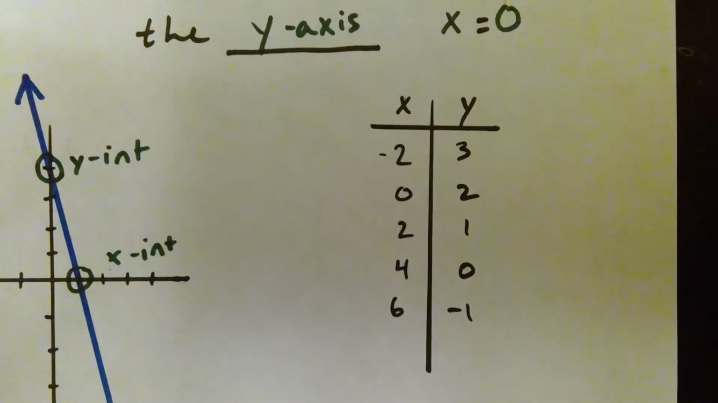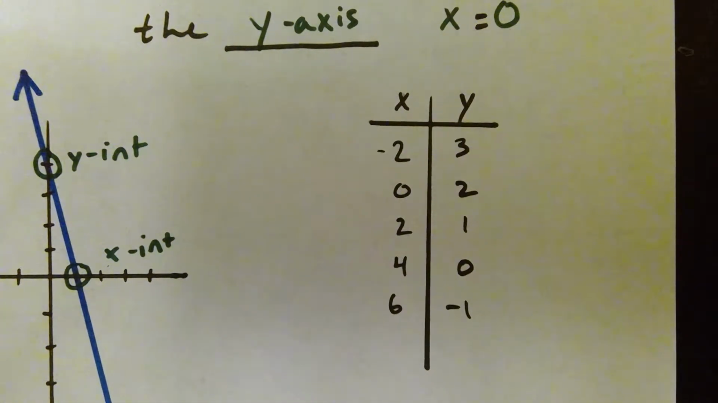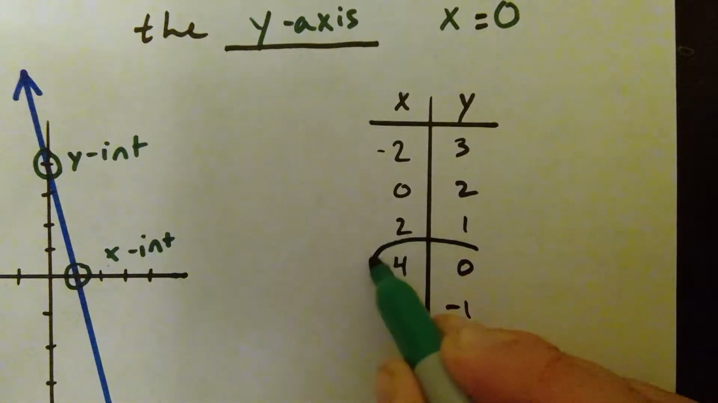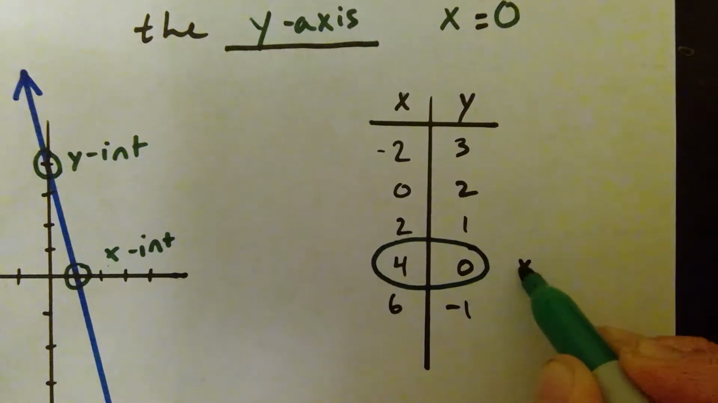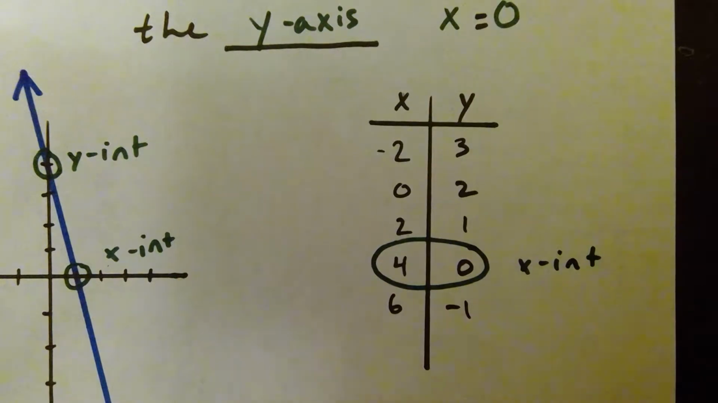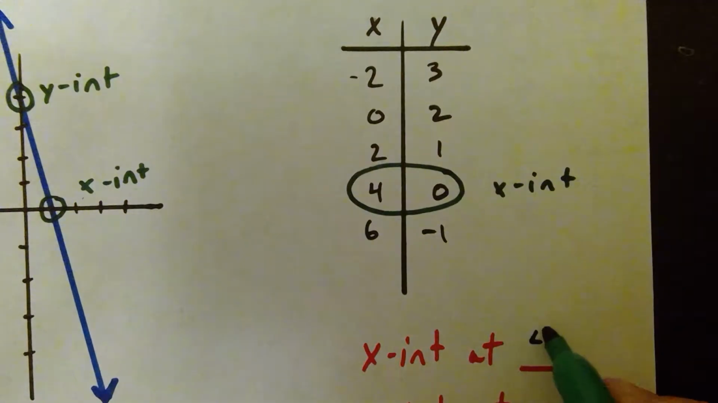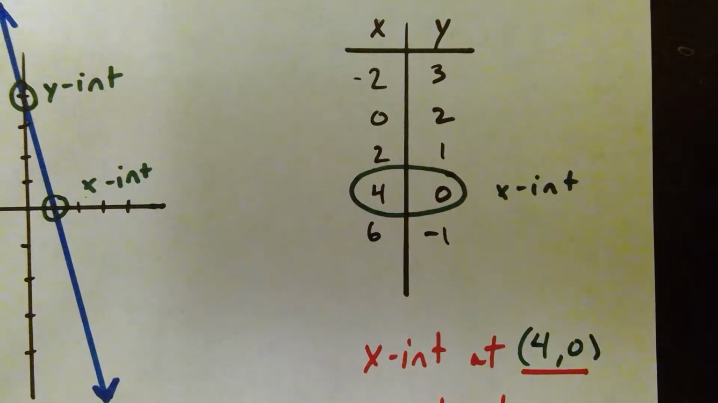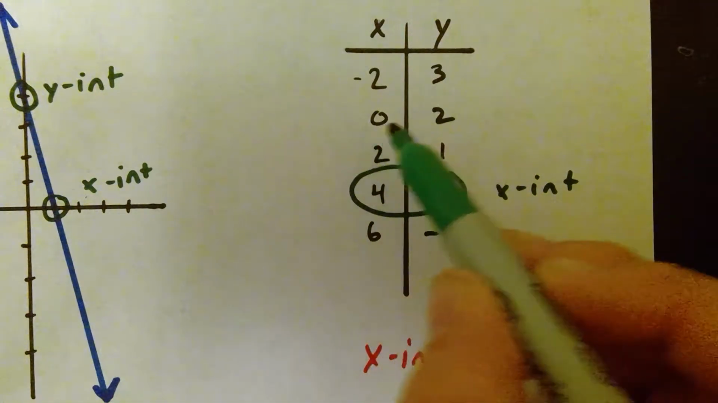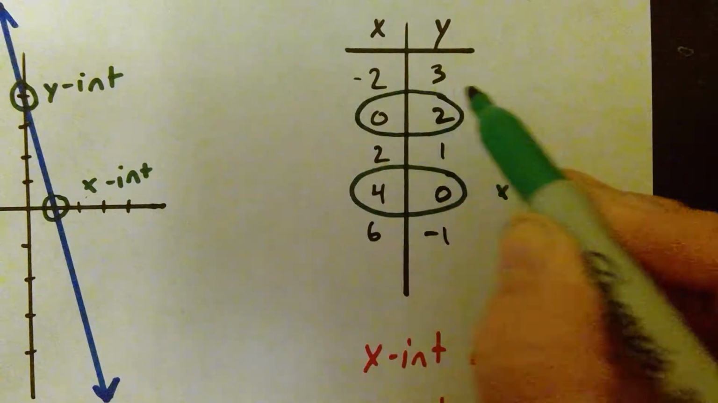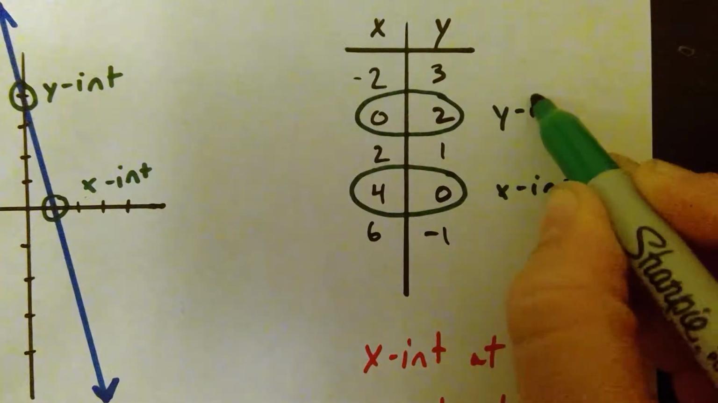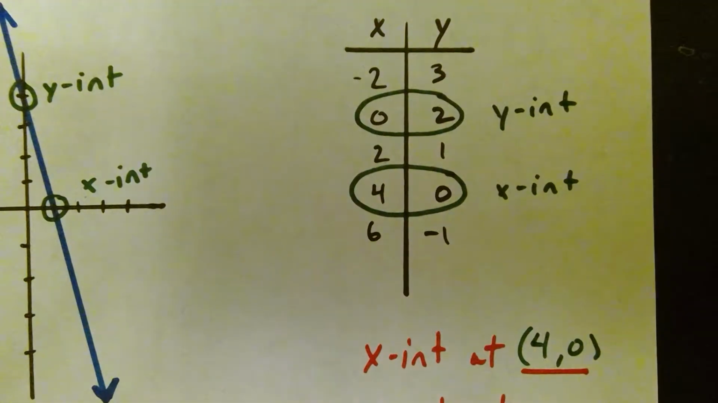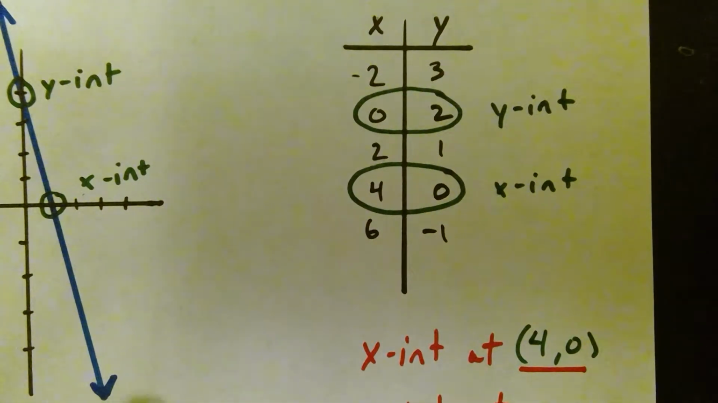If we look at our table here, we'll start with our x-intercept. A common mistake here is that we think the x-intercept is when x equals 0. The x-intercept is when y equals 0. So right there, that is our x-intercept. So there we go. X-intercept is 4, 0. Okay, now when our x value equals 0, that means that our y value is our y-intercept. Okay, so we'll have a couple of questions on intercepts.